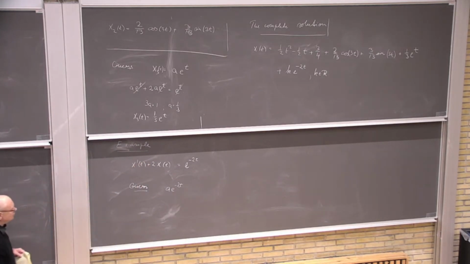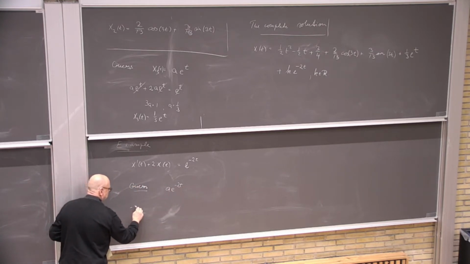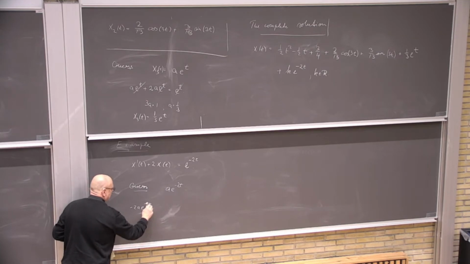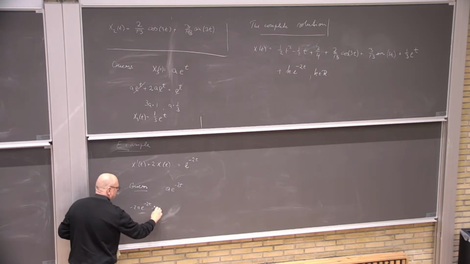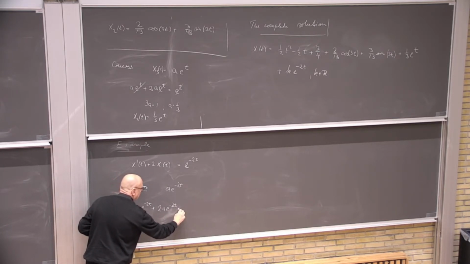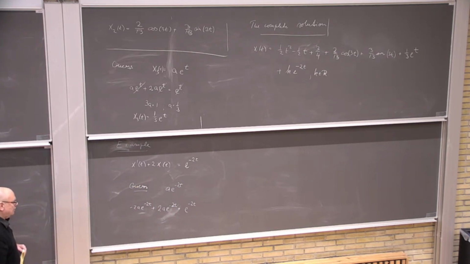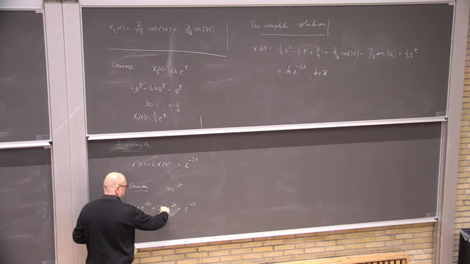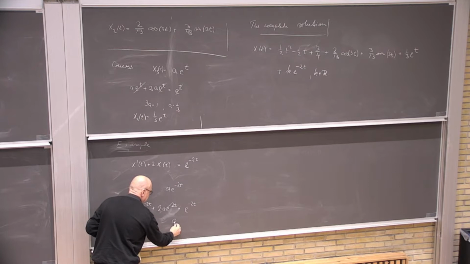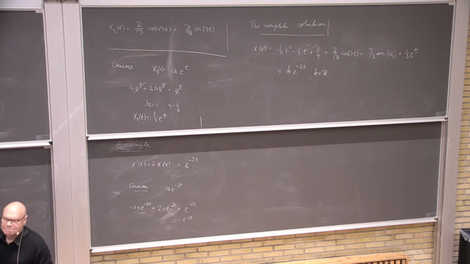If you put this into the equation, then you will get, if you take the derivative of this, minus 2a. This is the derivative of this function, and then you have to add 2a, and this should be equal to e to minus 2t. But these two terms cancel, and you get 0 equal to e to minus 2t. Can anybody tell me why this is?